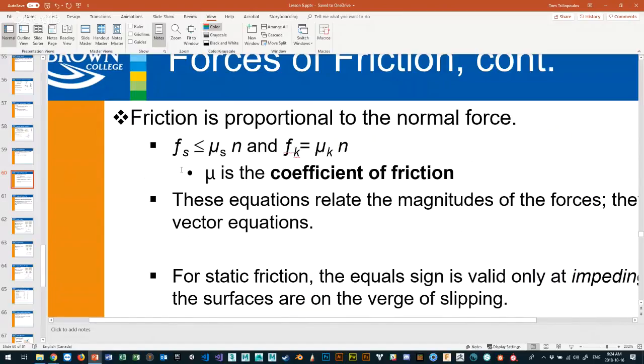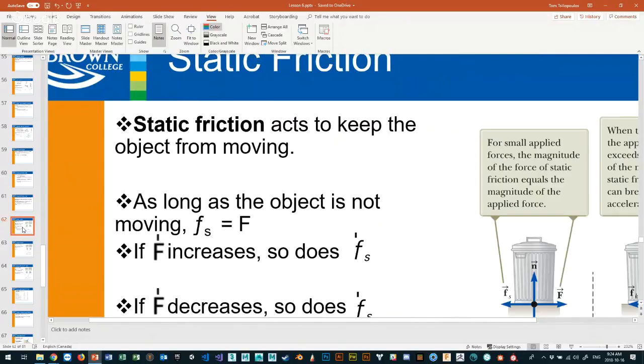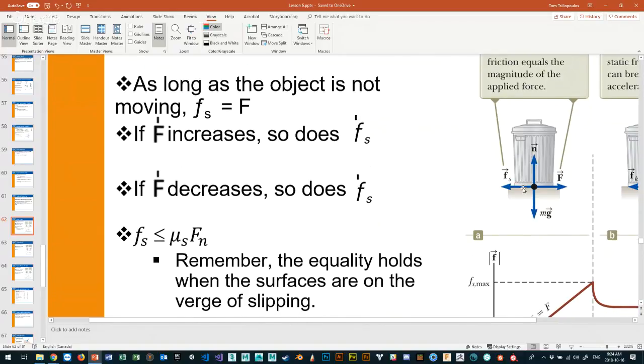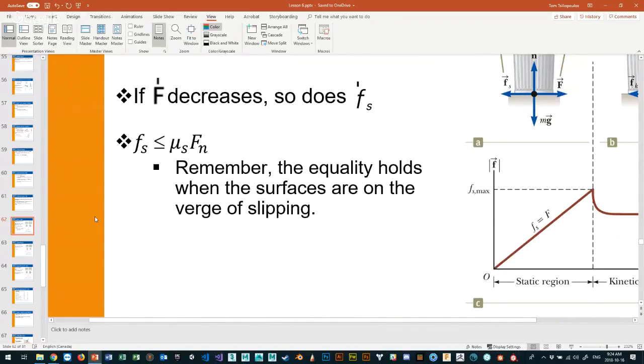So usually kinetic friction is less. The coefficient of kinetic friction is lower than the coefficient of static friction, typically. All right. And we can see that as my force increases, so does the force of static friction. The more force I put on an object, the more static friction I'm going to have as I resist it. Okay.